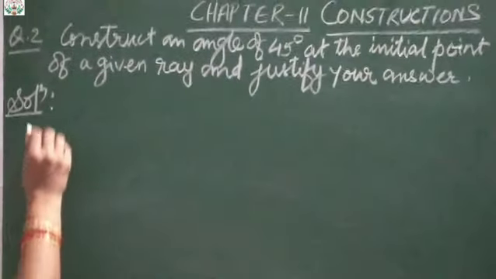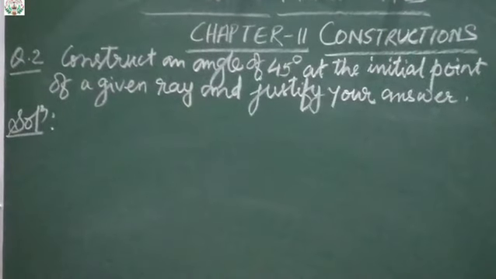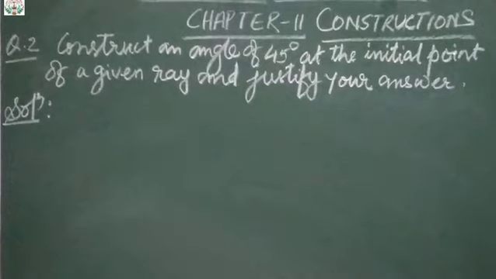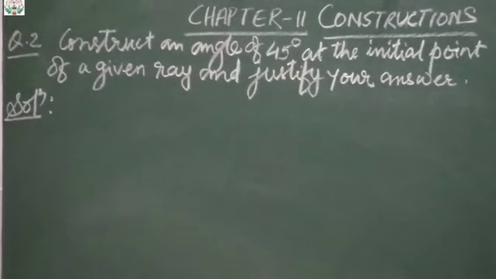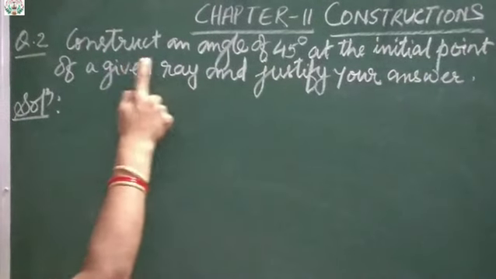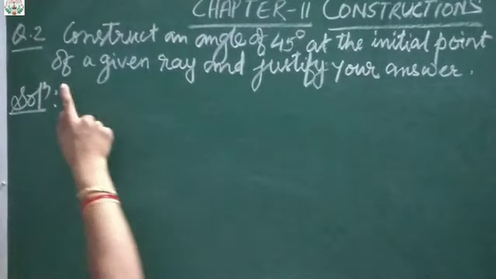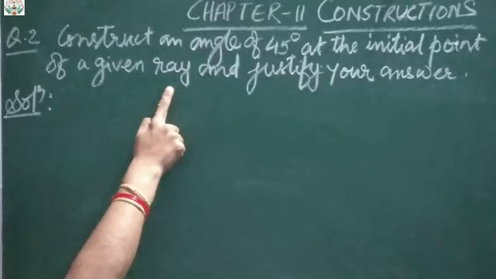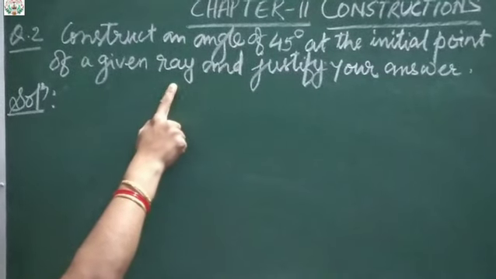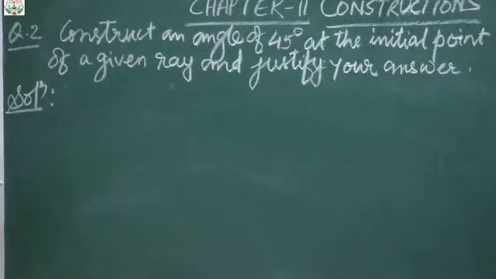Now, good morning, children. Now, let us see the second question. First question we have solved in the previous video, is it not? Now, second question is construct an angle of 45 degree at the initial point of a given ray. Means first we have to draw a ray and justify your answer.